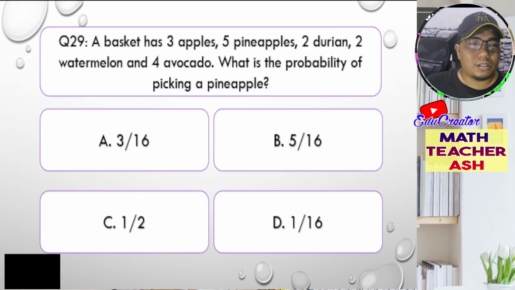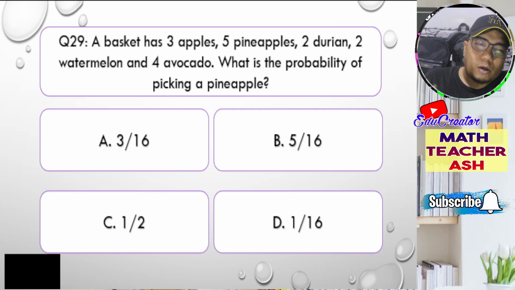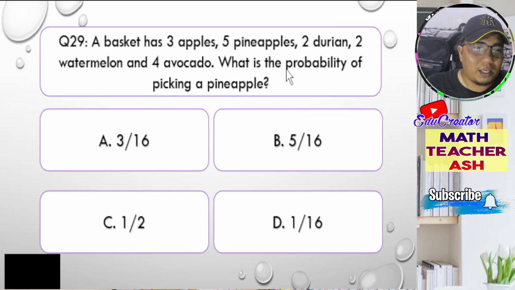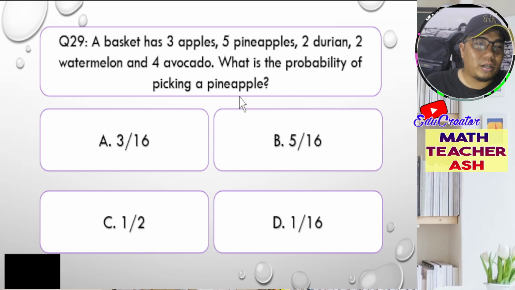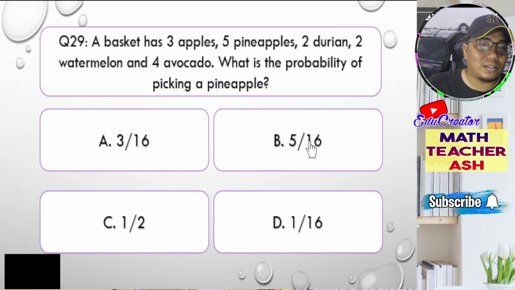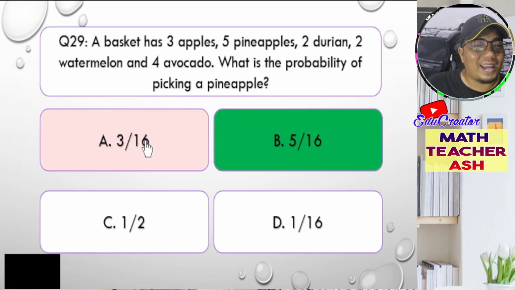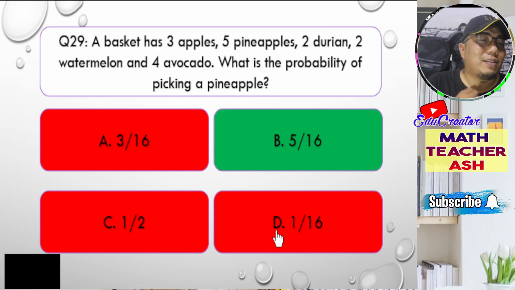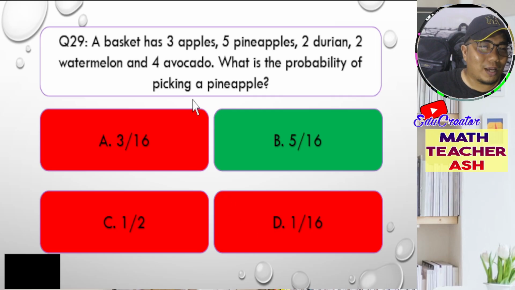Okay, math learners, we just need to consider the outcomes and the sample space. The sample space is the total of the given fruits in the basket. So 3, 5, 2, 2, and 4, if you add them together, that is 16. But the question here is picking a pineapple. How many pineapples are there? That is 5. So there are 5 out of 16. Therefore, the correct answer is letter B. So we are correct, my dear math learners. I hope you got that one.